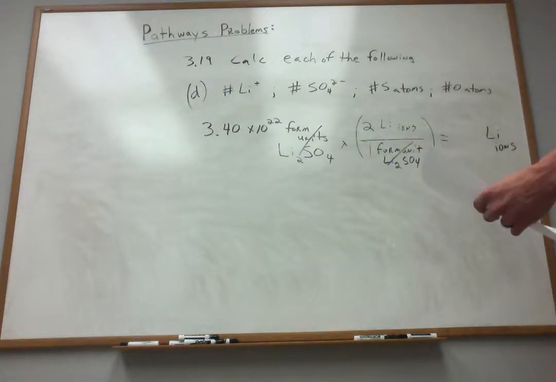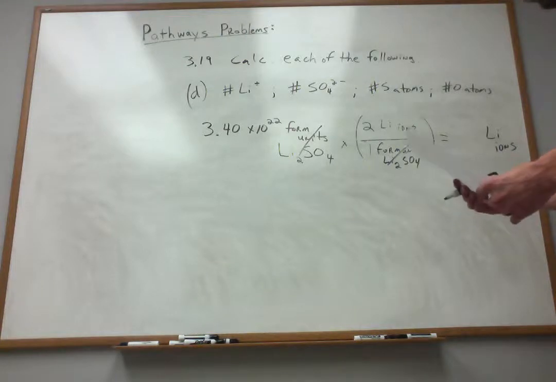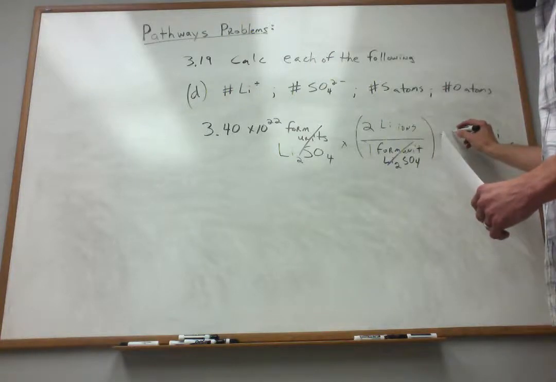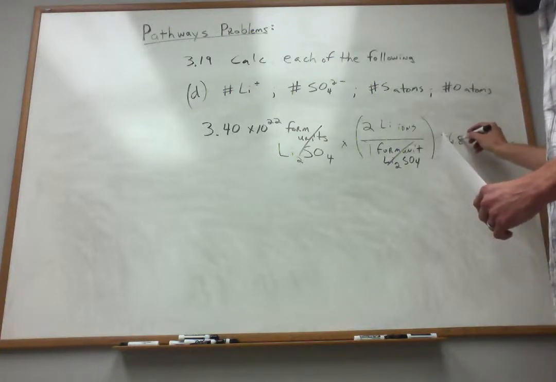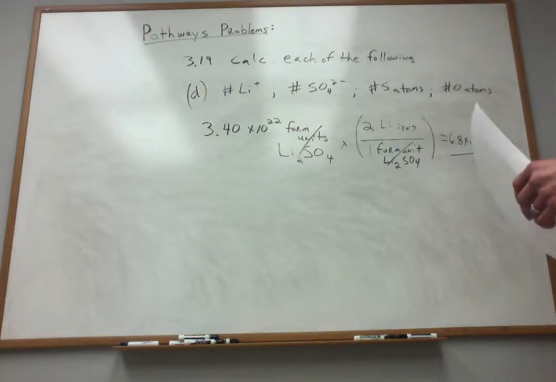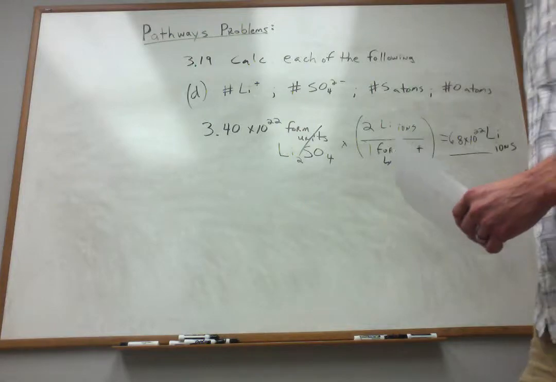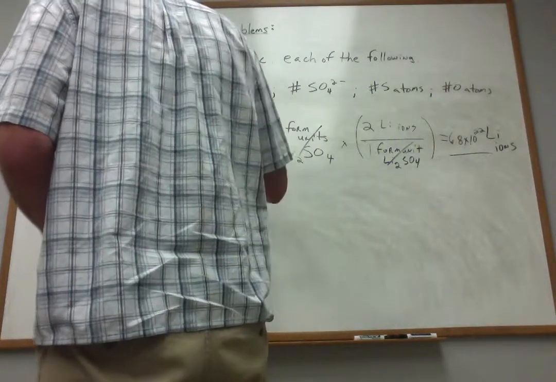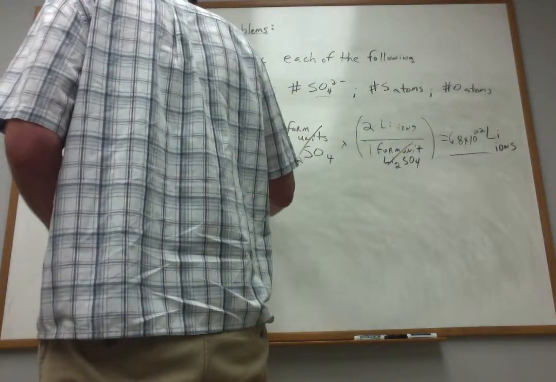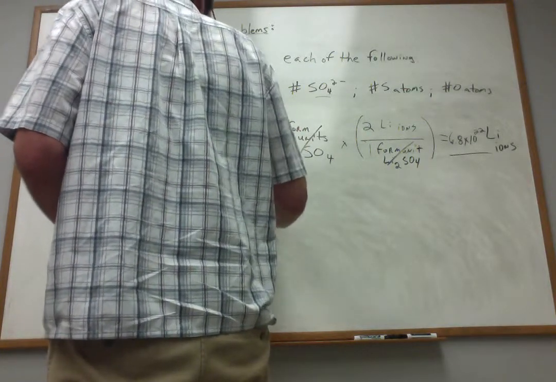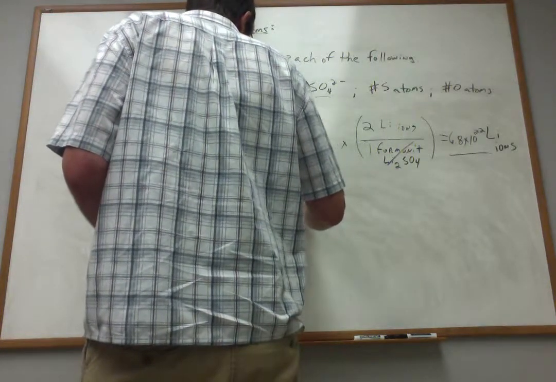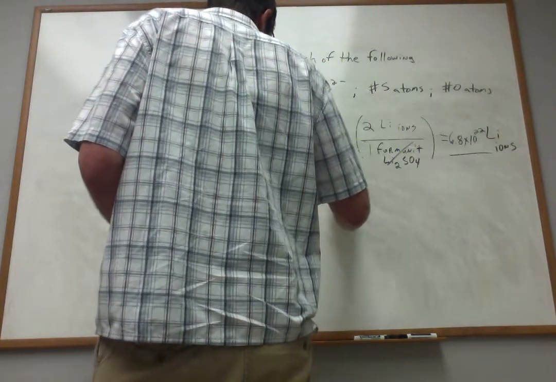All right? So as a result, I can take the number of formula units of the compound, just multiply it by 2. That means that I've got 6.8 times 10 to the 22nd lithium ions in this sample. Now, what about the sulfur? I think we're also, no, actually I asked about sulfate first. So let's talk about sulfate first, okay? So in the sample, we still have the same number of formula units of Li2SO4.